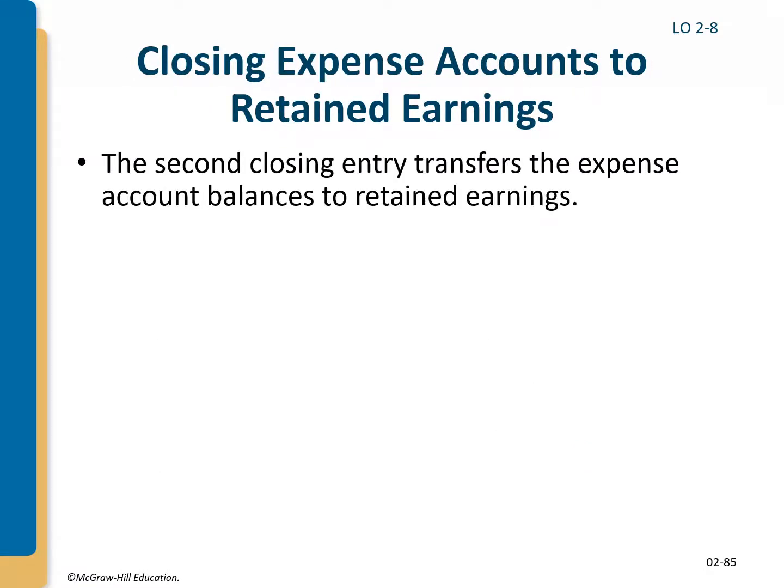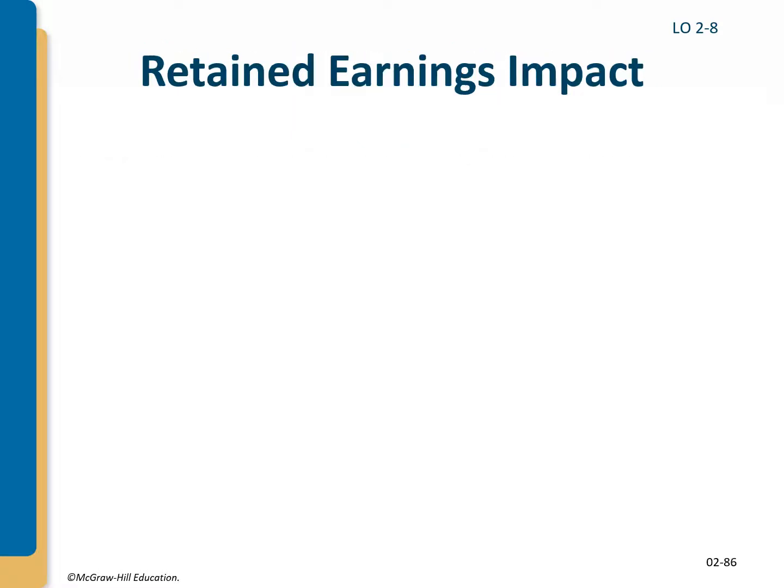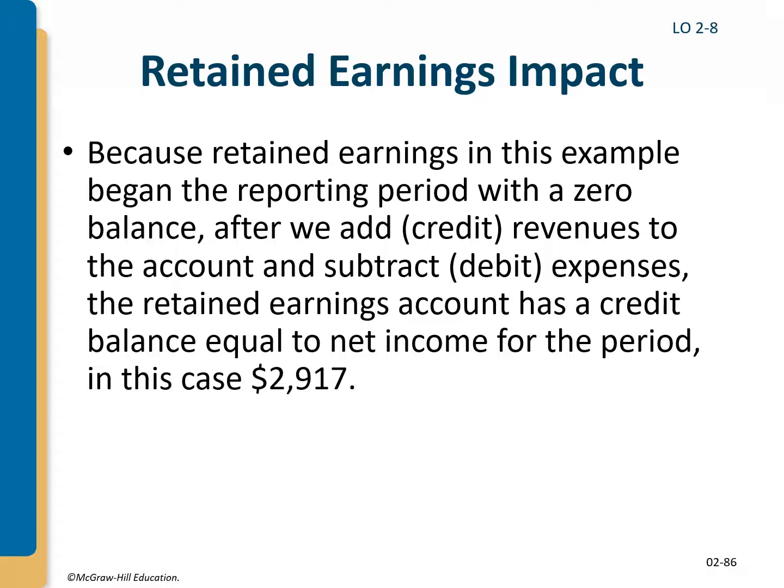We do the same thing with expenses. Since all of our expenses have debit balances, to reset them to zero, we need to credit them, each one, for their entire balance for the year. Add up all those credits and we debit retained earnings, again transferring the amount out of the individual expense account into retained earnings. Because retained earnings in this example began with zero, after we add the credits and subtract the debits, the retained earnings account equals net income. And it should, because that's what's in there right now.